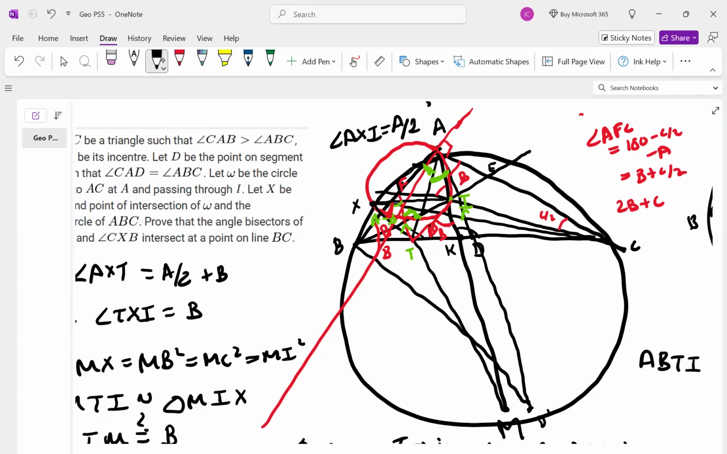Can anyone tell me why proving AXI is A by 2 is equivalent to showing it's tangent? Because then you just do the angle chase, right? You want to prove TIM is equal to ABT. And if you look at the diagram, angle TIM equals that, which is basically just ABT cyclic. How do you want to prove that TIM equals ABT?